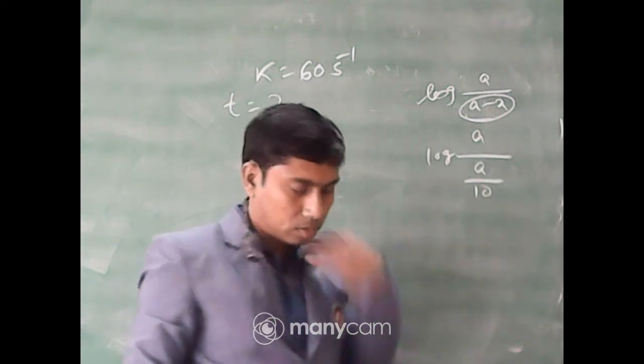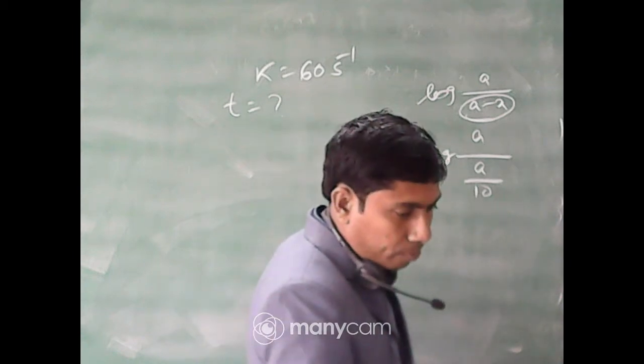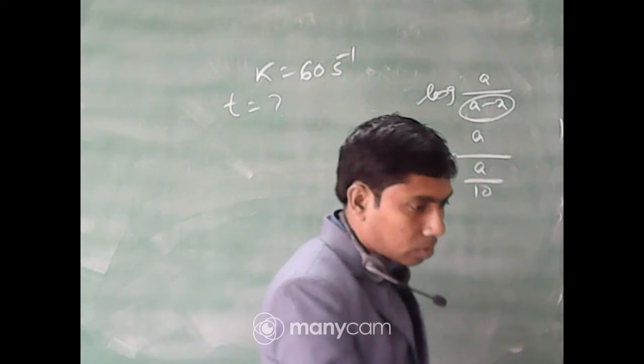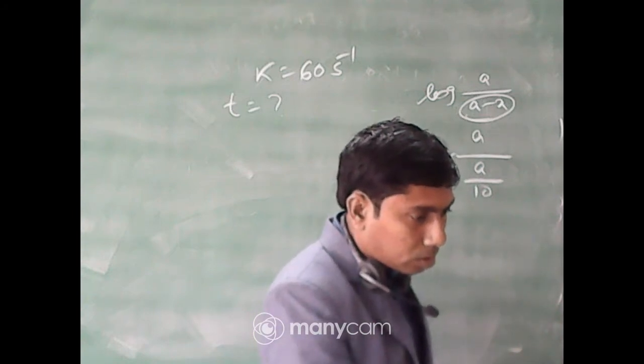Calculate it. Do it. Asmita, Akash, Subhojit.